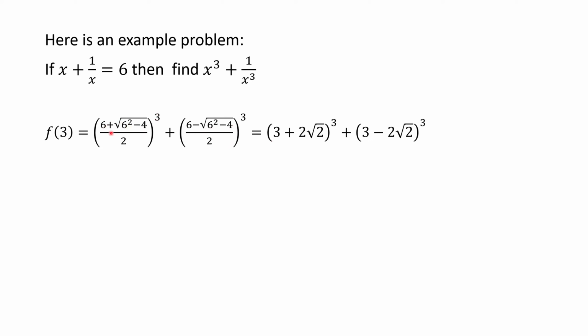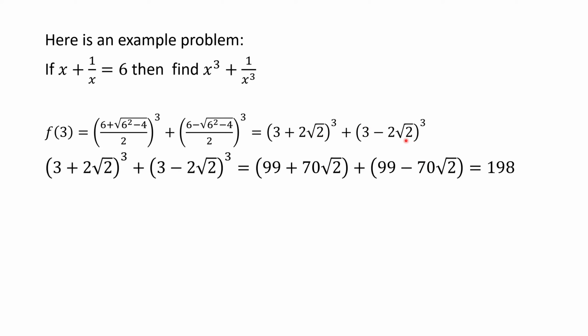Simplifying, each of these expressions becomes 3 plus 2 times the square root of 2, and 3 minus 2 times the square root of 2. And here we just have two simple binomials to expand. What's going to end up happening is all the square root of 2 terms are going to cancel out. When we expand them, for example, the first one, we end up with 99 plus 70 square root of 2, and the next one we end up with 99 minus 70 square root of 2. And you see how the rational term will be the same, and the irrational terms will cancel out. And here we end up with 198.